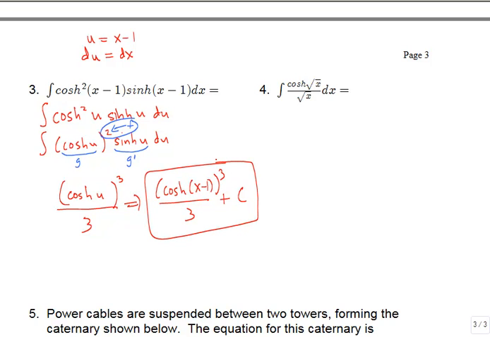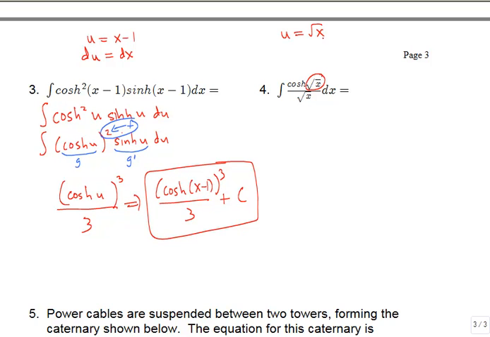Okay? All right, how about this one? The integral of cosh of square root of x over square root of x dx. So same idea as the last one. Immediately I see that there's kind of this inner function right here. So let's let u be that square root of x.